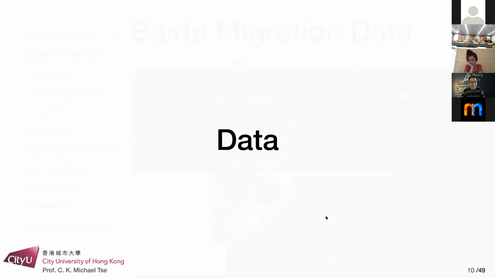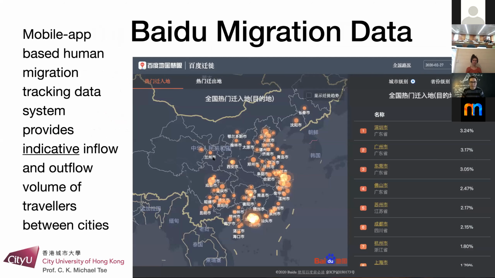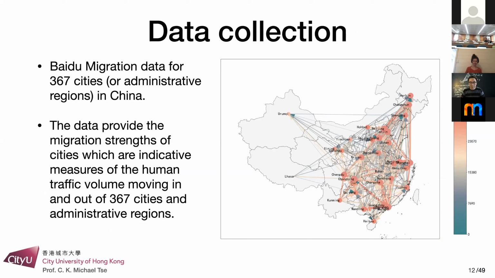So this is the mobile app-based human migration tracking data system, extremely popular in China. Apparently everyone uses it. It provides indicative inflow and outflow volume of travelers between cities. And we can collect data quite freely from the Baidu website every day. My postdoc is working on data collection, and that's why he's busy every day collecting data. So this is basically what we have in the first step. We have been collecting data since January 2020 for 367 cities in China. And then we extended it to Japan, United States, Iran, Italy, Spain, UK, and Australia recently.